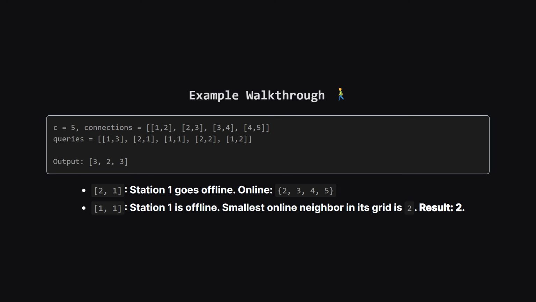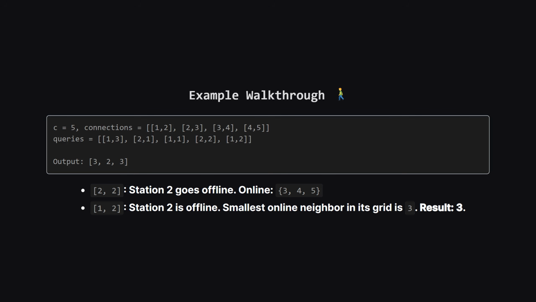The grid is still one connected piece, but our active stations are now 2, 3, 4, and 5. Now another check comes in, this time for Station 1. Since it's offline, we have to find the online station with the smallest ID in its grid. Looking at our active set, the smallest is 2. So the result for this query is 2.